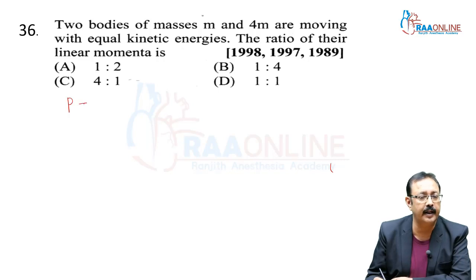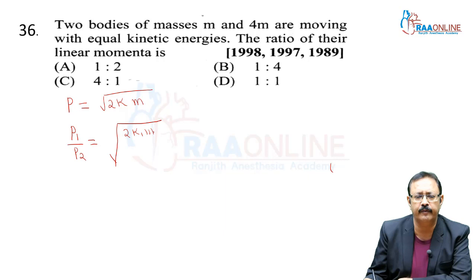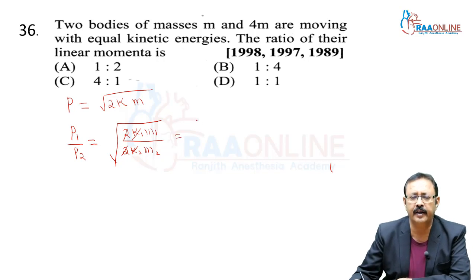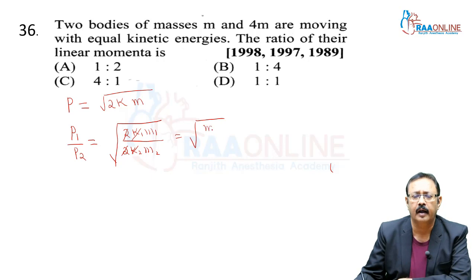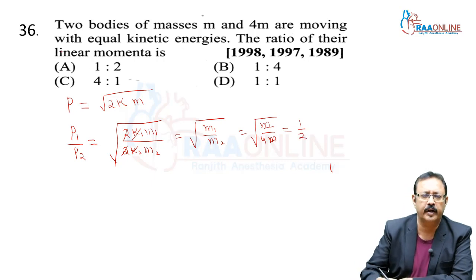I told you in the derivation in the previous problem, momentum is equals to root of 2 into kinetic energy into mass. For two different particles, the ratio should be, I am writing in the same root, both are in square root, so I am putting only one root. For the first particle 2k1 m1, for the second particle 2k2 m2. Cancel 2 with 2. Kinetic energies, they are saying same, cancel these. So what we are getting is root m1 upon m2. No need to convert units, but units are not given. m1 is m and m2 is 4m. Cancel m with m. What you are getting? 1 by 2. So we are going with option A.